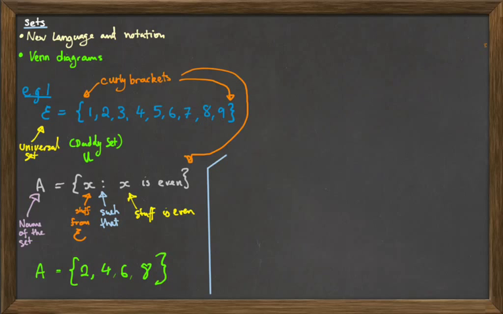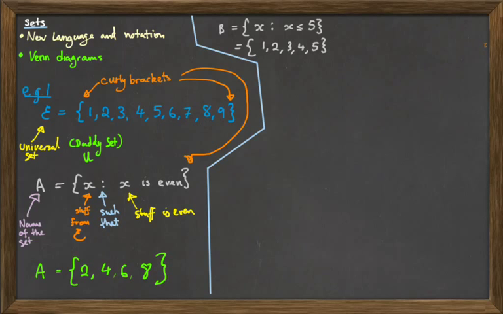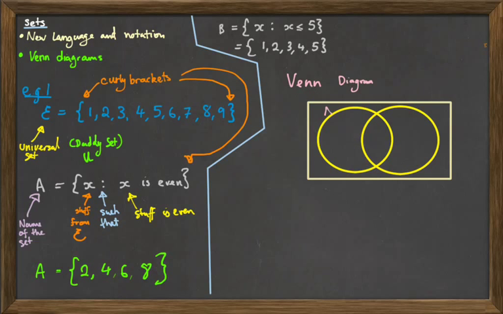Okay, next let's look at a different question, or a different set. Let's look at set B. B is the things from the universal set such that the things are less than or equal to 5. If you look at the set, which things are less than or equal to 5? Well, that's just 1, 2, 3, 4, and 5. That's the set B. Okay, we could have a Venn diagram which represents this.